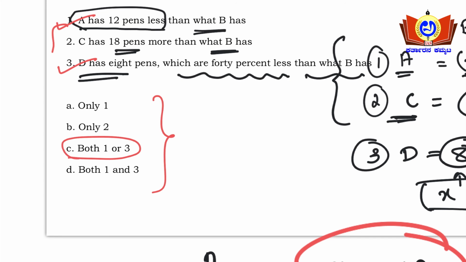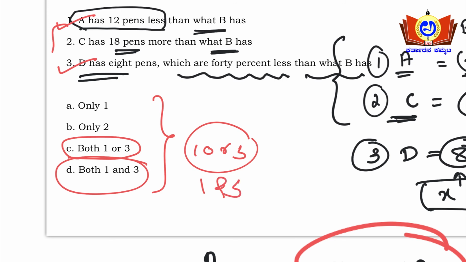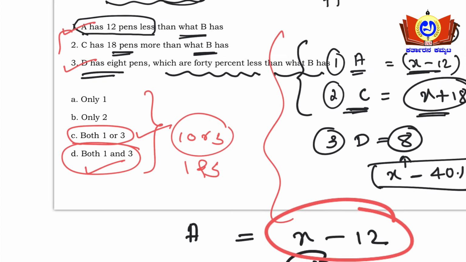See, option C is 1 or 3, and option D is 1 and 3 here. So we are considering statements 1 and 3 together, then option D will be the answer. If you worked out all these problems and mistakenly mark the option as 1 or 3 with an oversight, then your effort goes in vain, my dear friends. This caution you need to take. Option D is the right answer here, my dear friends.